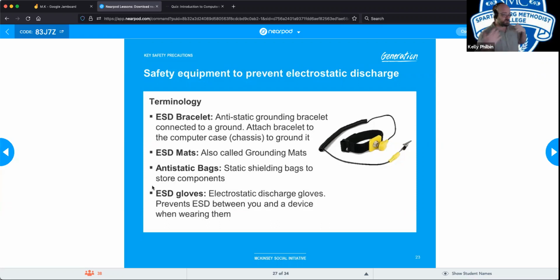Techs who do a ton of work on computers may prefer to use the gloves because they're just more comfortable, but it comes down to personal preference. One of these three will need to be used: the bracelet, the mat, or the gloves. And then for components, you would use bags for transport. So any questions with regards to that?